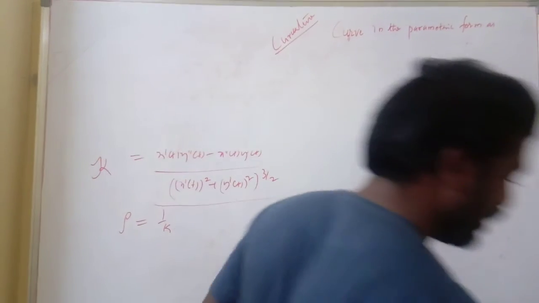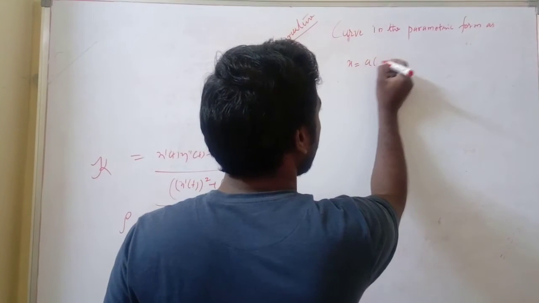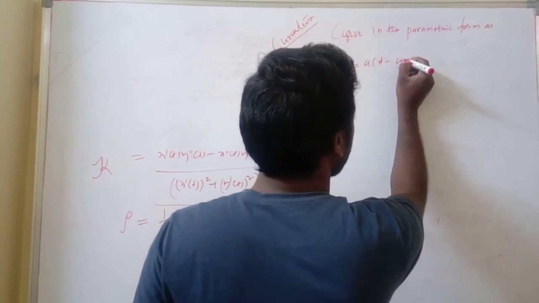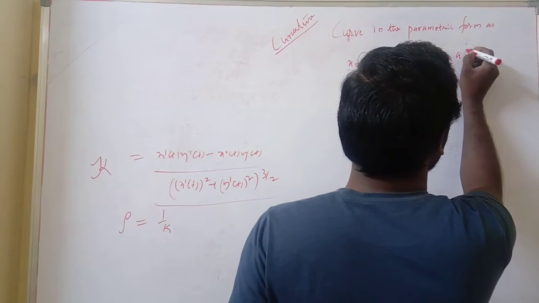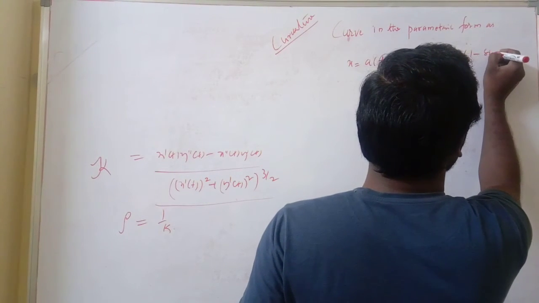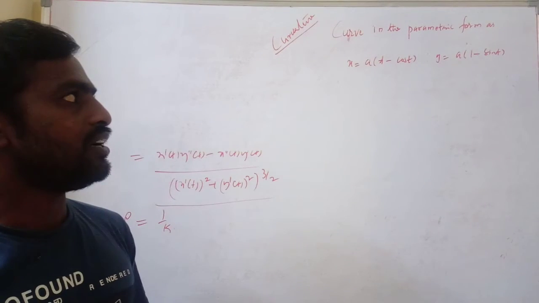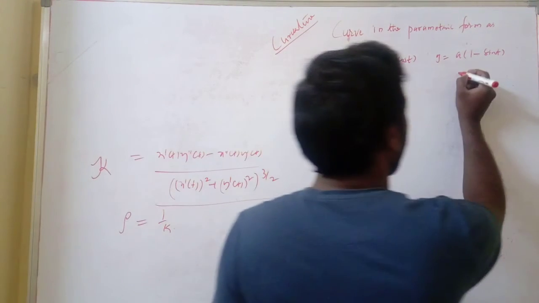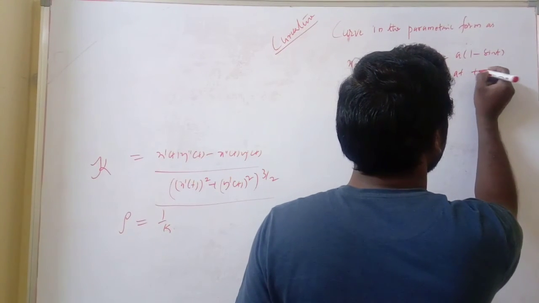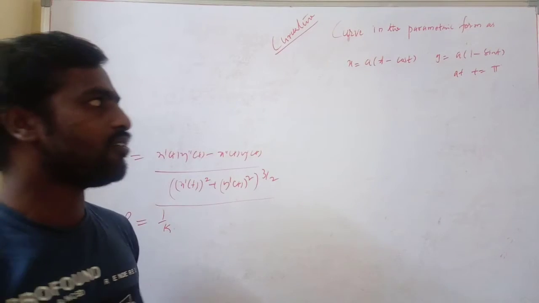Okay, first one is x equals a into (t minus cos t), and next, y equals a into (1 minus sin t). So x equals a(t minus cos t) and y equals a(1 minus sin t), at t equal to pi.